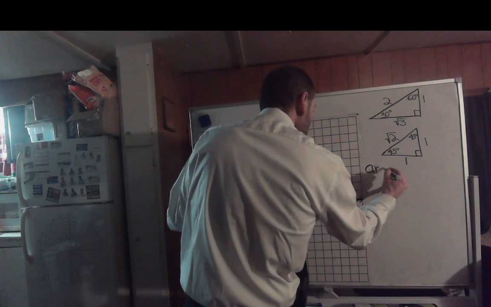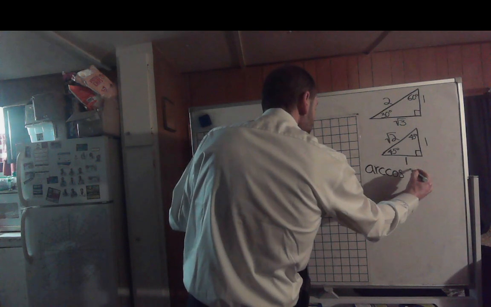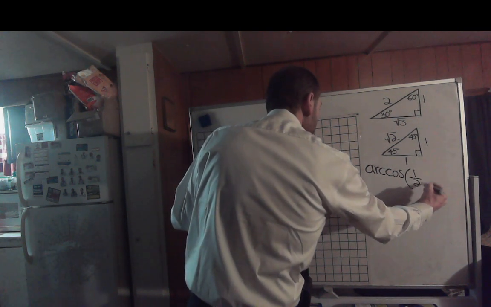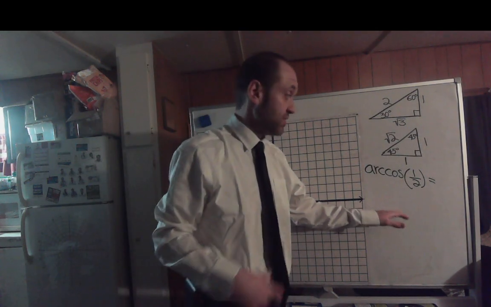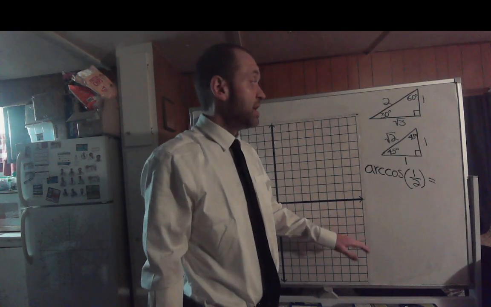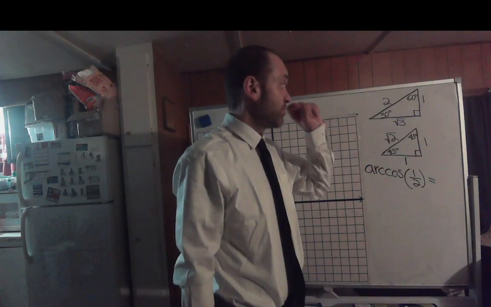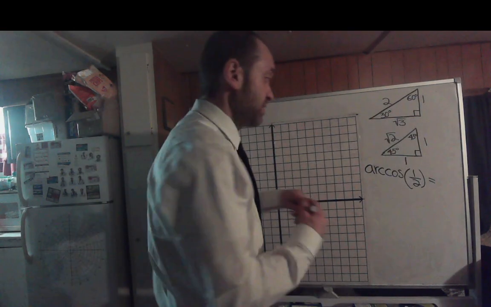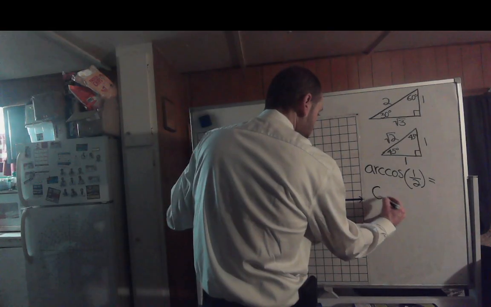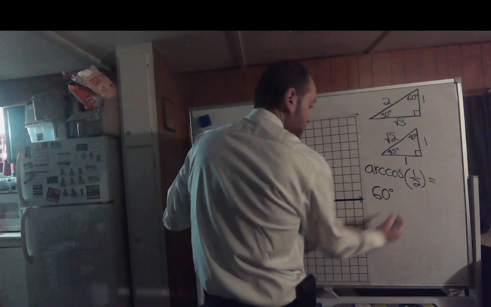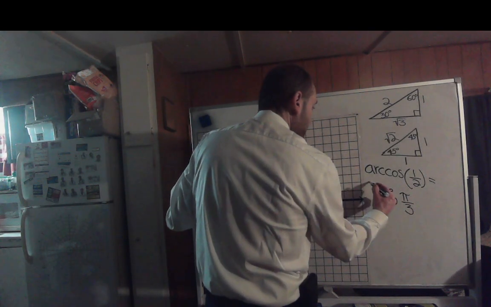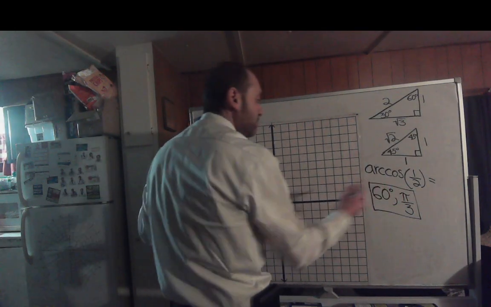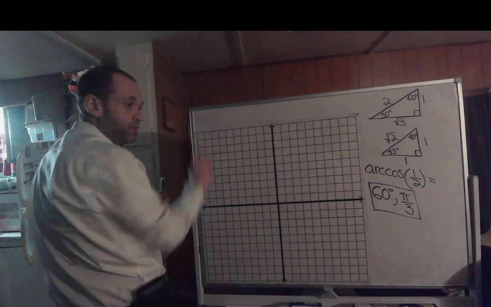Now how about the arc cosine of 1/2? So this is asking us the cosine of what angle gives us a cosine of 1/2. If you look at your 30, 60, 90 right triangle, the cosine of 60 degrees would give you a cosine of 1/2. So your answers are going to be 60 degrees and pi over 3 radians. That would be your answer to this particular problem. 60 degrees or pi over 3 radians.